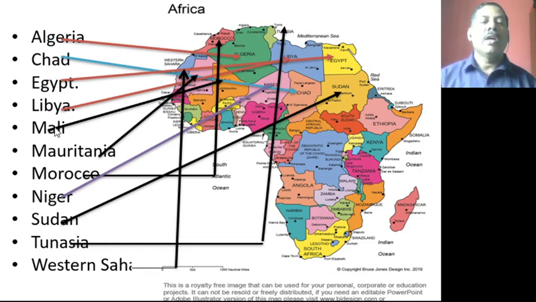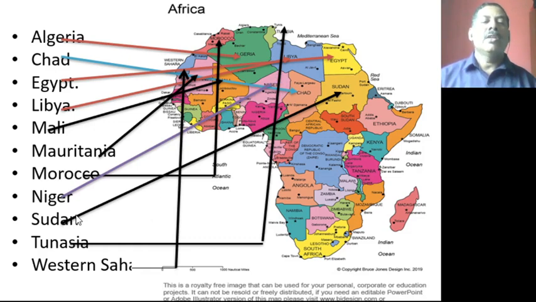Now coming to Mali. Mali is in the western part of Africa. The next country is Mauritania. Mauritania is also in the western part of Africa. Now coming to Morocco. Morocco is located in the northwestern part of Africa. Coming to Niger, Niger is located in the middle part of Africa.